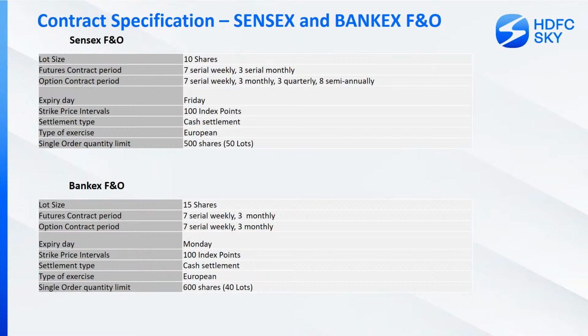The strike price interval for the BankX F&O is 100 index points. It is also cash settled and has European options. In BankX F&O, the single order quantity limit is 600 shares, that is 40 lots. So in one single order window, above 600 shares is not allowed, the limit from the exchange is 600 shares, that is 40 lots. So that was all about the contract specifications of Sensex and BankX.